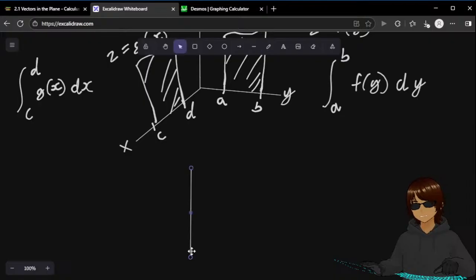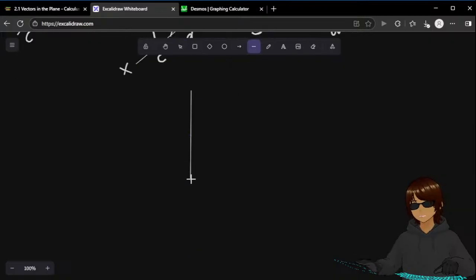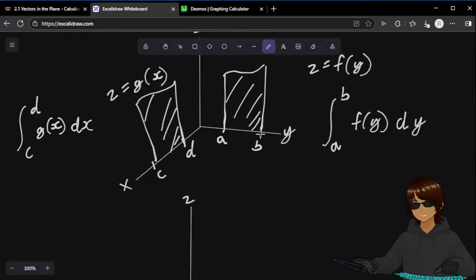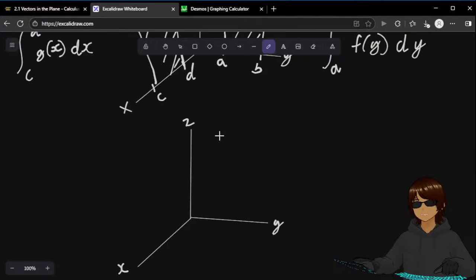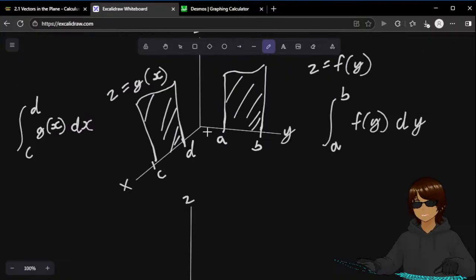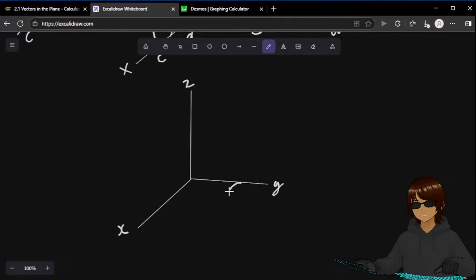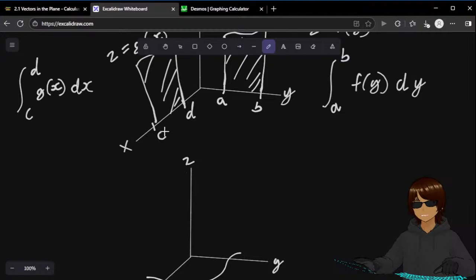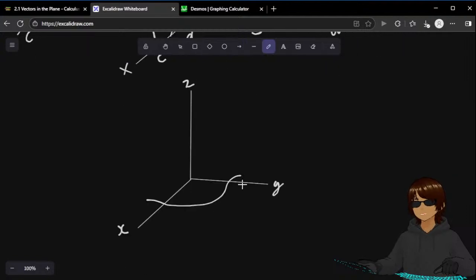What do you do if, instead of having the interval over here or over here, what if your interval, by interval I mean the place where you're integrating, is this line? What if it's a curvy line instead of on the x-axis or the y-axis? What if the place where you want to integrate is a curve in the xy plane?